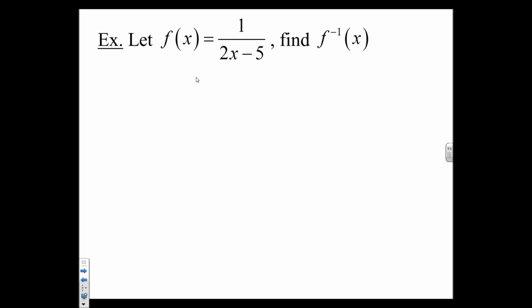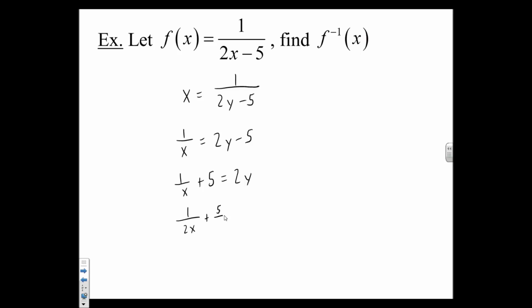So if I asked you to find the equation of f inverse, then it's possible. To find the inverse, we're going to switch the roles of x and y. So it becomes x equals 1 over 2y minus 5. And then go through and solve for y. So maybe reciprocal of both sides: 1 over x equals 2y minus 5. Add the 5 to the other side. Divide by 2. And this is my inverse. So my inverse is 1 over 2x plus 5 over 2.